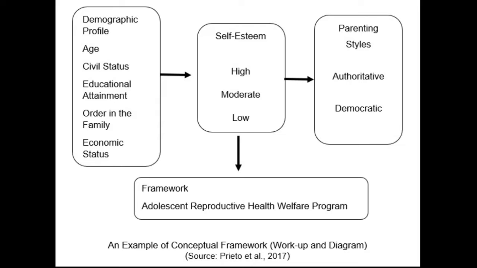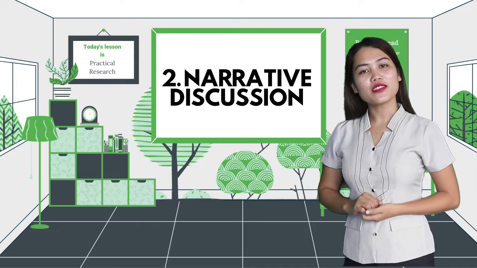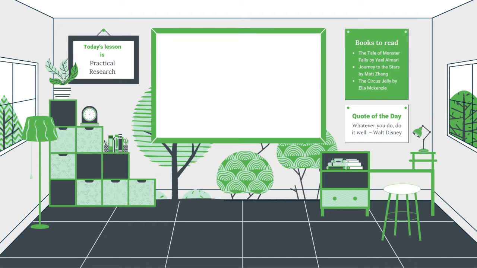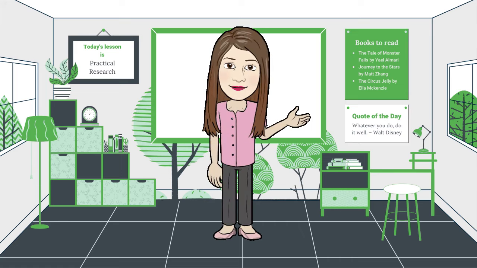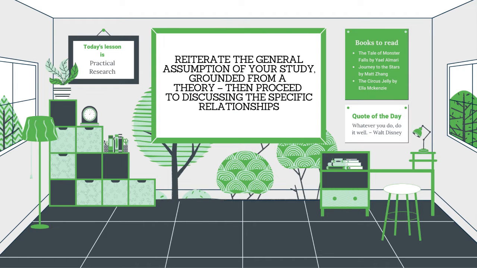Accordingly, it's the most preferred way by the researchers since it is easier for the readers to visualize the ideas that they are discussing in their research. Second is narrative discussion. Another way of presenting a conceptual framework is a narrative discussion in which you reiterate the general assumption of your study, grounded from a theory, then proceed to discussing the specific relationships assumed to be observed in the study.